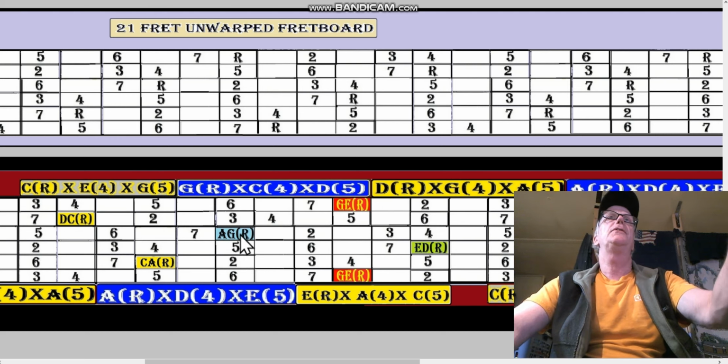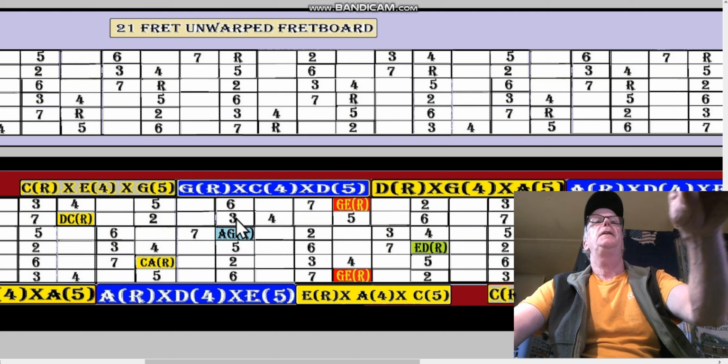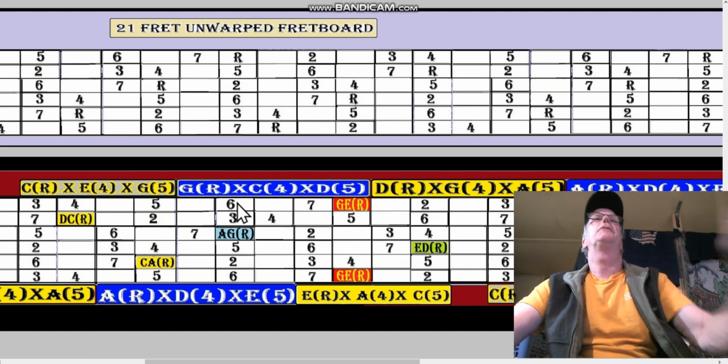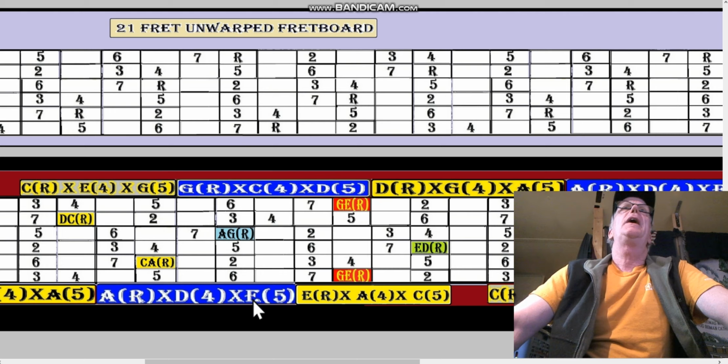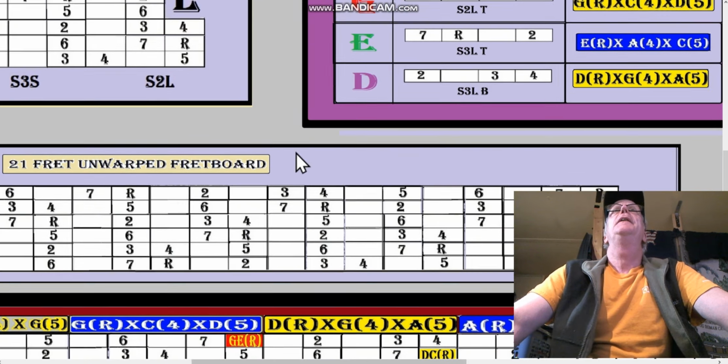The root of C is C, which is a fourth up from G. But now we're only going to go up a third, and then up another perfect fourth. So that A fret is the magic fret, and that's the magic circle.